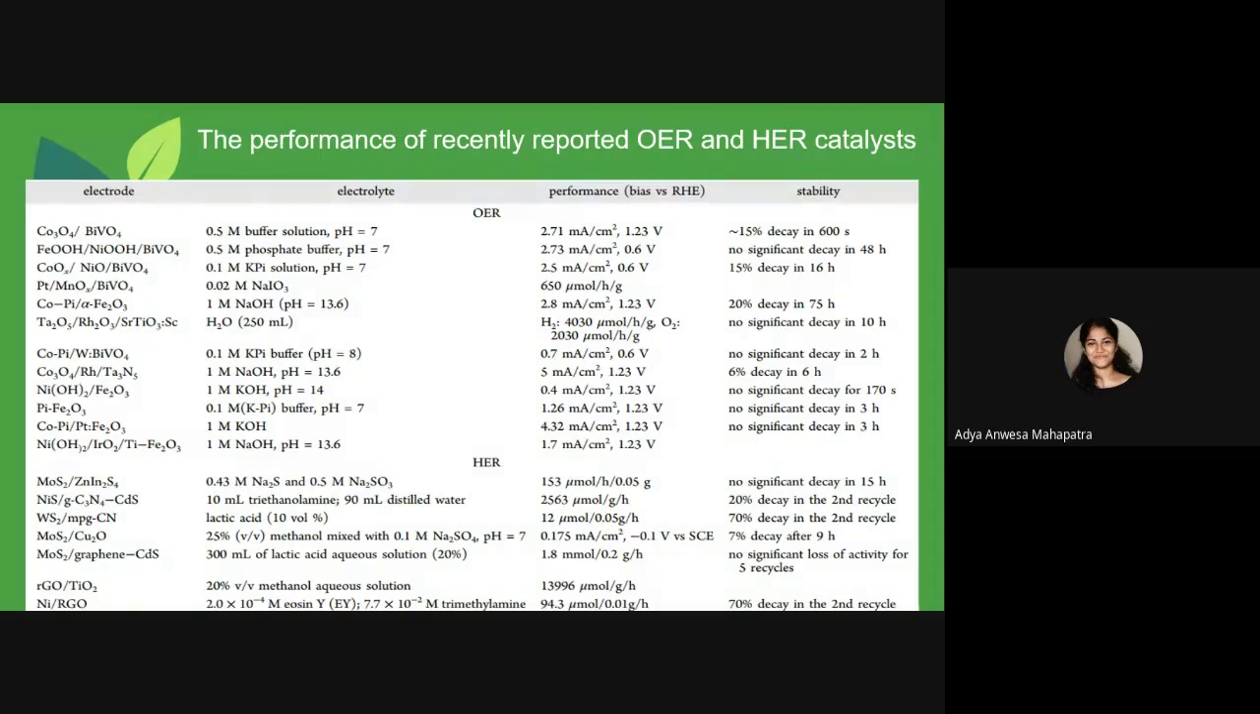The table given here summarizes the performance of recently reported OER and HER catalysts. OER is oxygen evolution reaction and HER is hydrogen evolution reaction. Now we can know from the name itself that oxygen evolution reaction is the process of generating molecular oxygen through chemical oxidation of water. This reaction proceeds through multi-step proton-coupled electron transfer, which are kinetically slow reactions. The details about it I'll explain in the next slide.